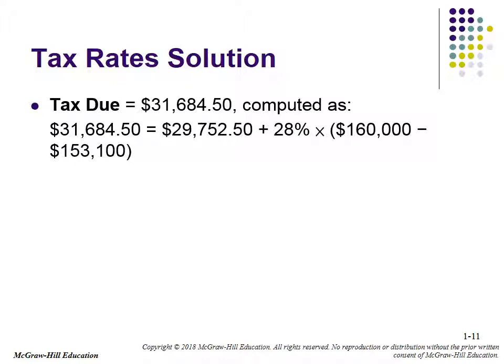So we're going to go across because this is the row we're going to use to calculate the tax. And the computation is kind of weird. What it says is take $29,752.50. Add that to the following computation. The amount of taxable income, which in their case was $160,000, in excess, so above $153,100. So we subtract $153,100 from the $160,000. I actually have a calculator in front of me.